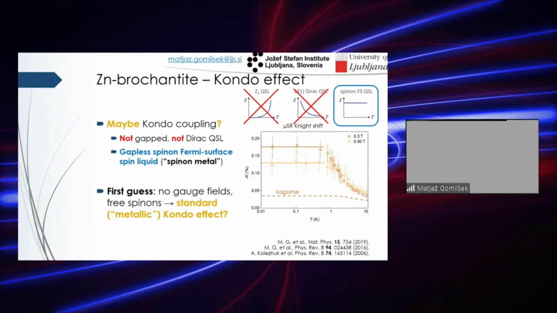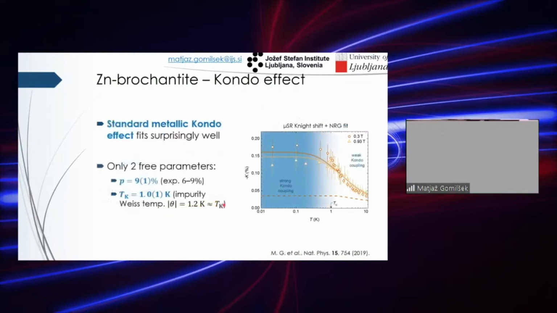And we could try our first guess. Maybe the gauge fields, so the interactions between the spinons, are not important. Maybe this actually does behave just like a standard metallic Kondo effect with nothing else. And to a first approximation, it works surprisingly well, with only 2 fit parameters for the whole dependence. One is the impurity concentration, which comes out to the fit at 9%, whereas XRD and other experiments give us a range of 6 to 9%, so completely agreeing with the Kondo model fit.